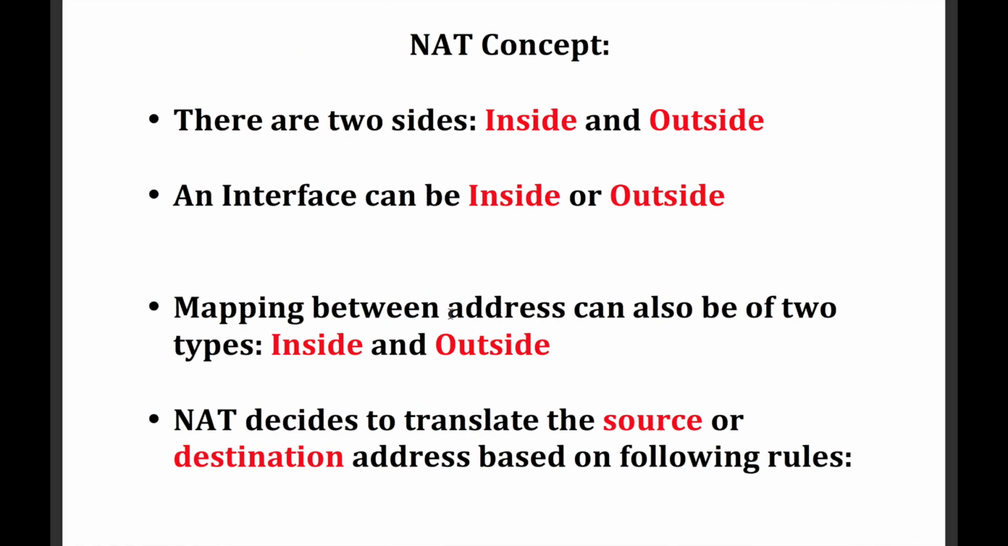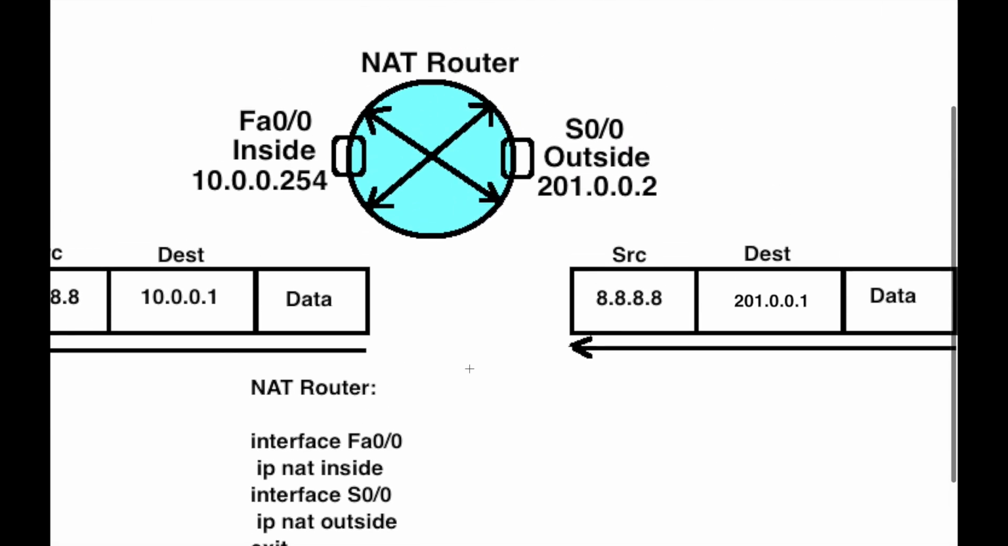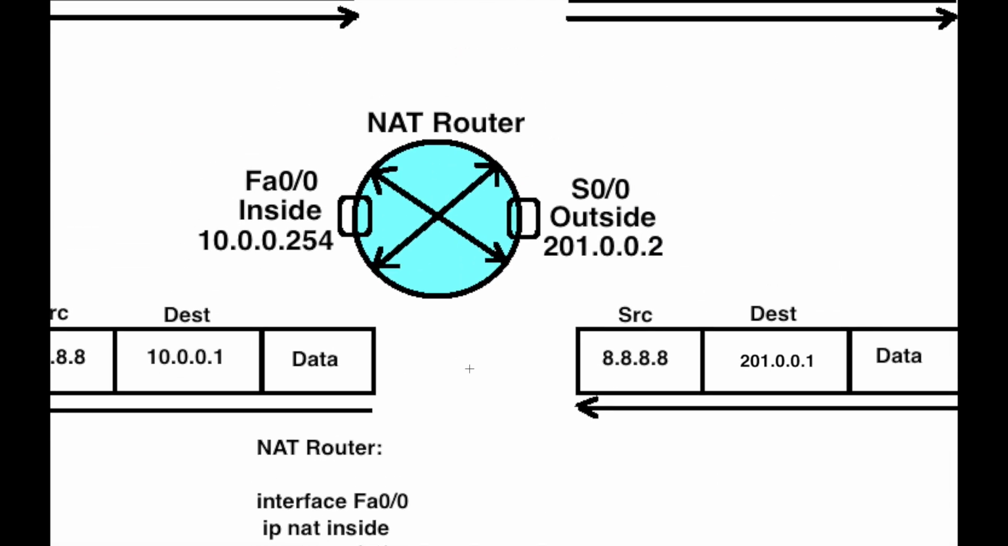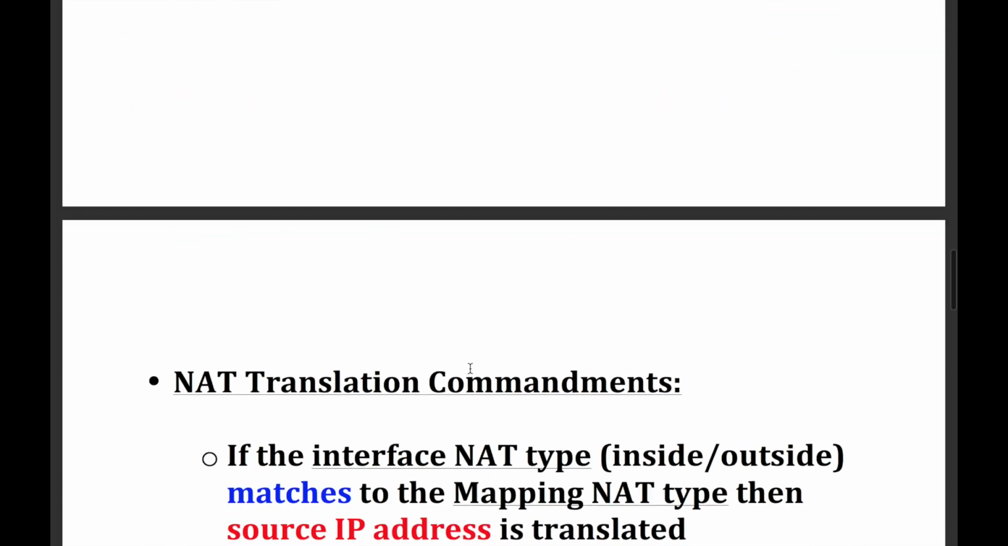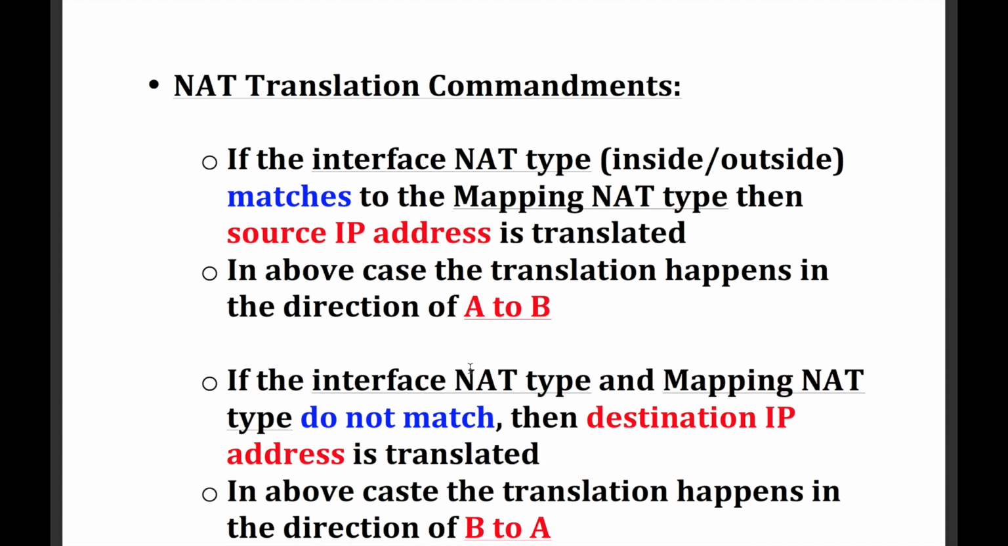So in this particular case, we are going to understand how the NAT router decides to translate source or destination. Let me give you the rules now. I like to call them the NAT translation commandments, and they tell you how the translation actually happens. Very important rules. The first rule: if the interface NAT type, inside or outside, matches the mapping NAT type, then the source IP address is translated, and that is in the direction of A to B.